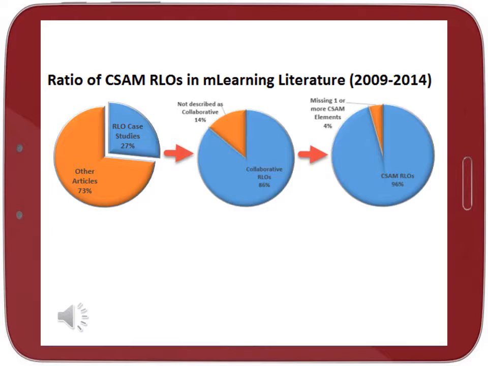What I found was that over 1/4 of all of the articles and chapters either focused on mobile RLOs or included a distinct RLO or a combination of mobile tools as supporting examples. Of those, 86% were explicitly collaborative in nature, and 82% of them included all 4 of the CSAM pedagogical elements. 96% of the examples included 3 of the 4 CSAM elements. The most common element that was omitted was the situated context.